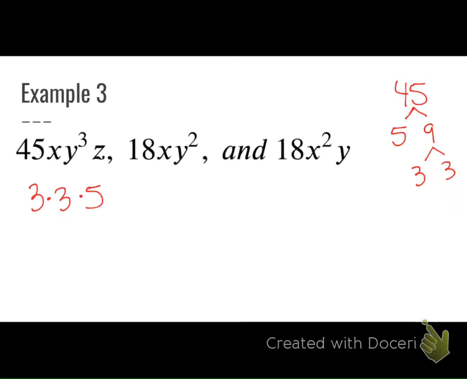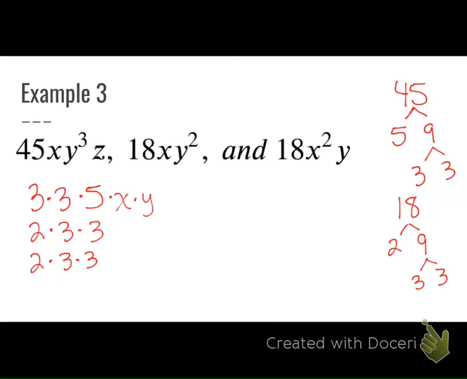Okay, the other two both have 18s. So 18 breaks into 2 times 9. 9 breaks into 3 times 3. So both of my other two lists would have 2 times 3 times 3. Okay, we could write out the variable parts too if you want to. If you need to see it, we can put it there.